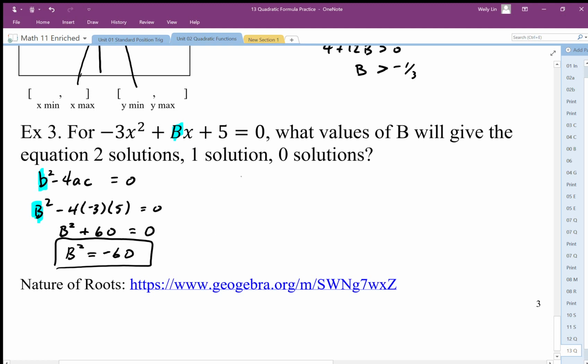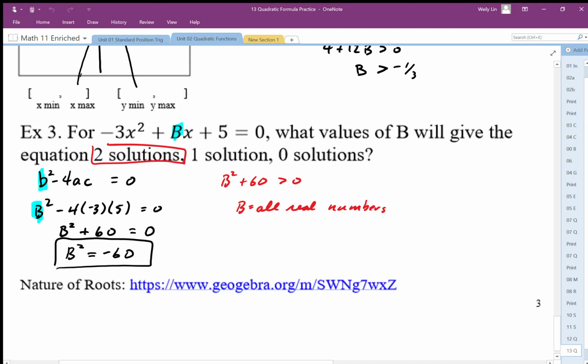So if we're going to solve this, b squared plus 60 is going to be greater than 0 for two solutions. I'm just going to box this in here. This is for two solutions. b squared plus 60 is greater than 0. Well, b squared plus 60 is always bigger than 0, so b is all real numbers. Any number I plug in for b is always going to be bigger than 0. So for all real numbers of b, this will have two solutions, and it's not possible to have 0 solutions or 1 solution in this case. And we can show this on our graphing tools.